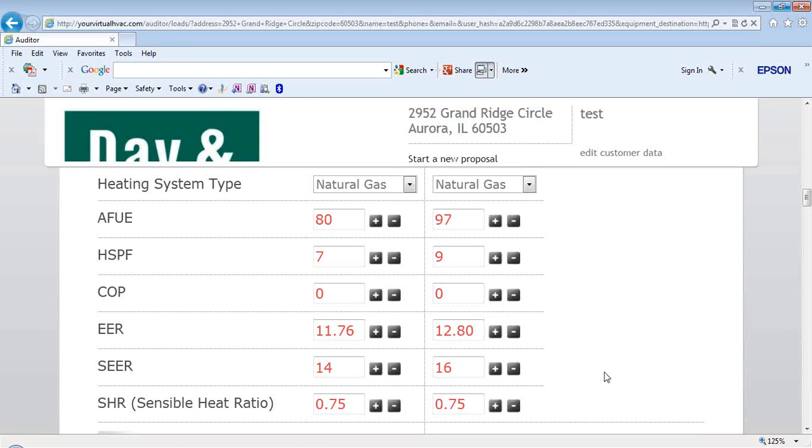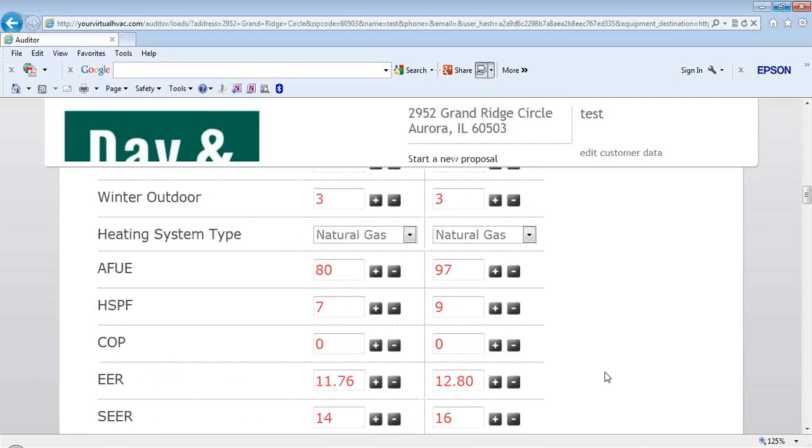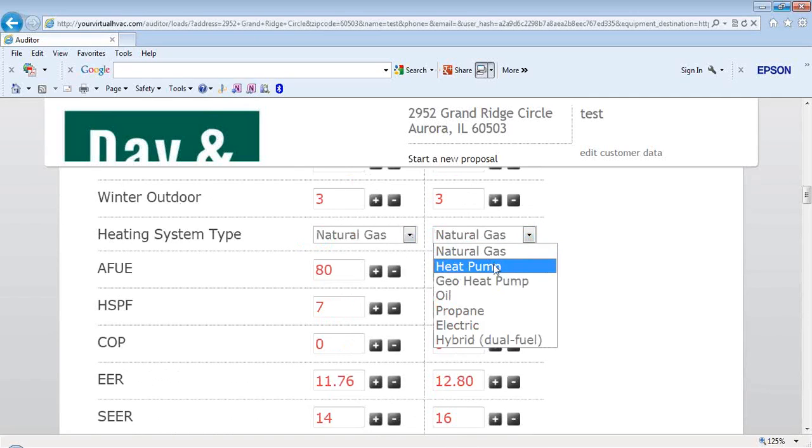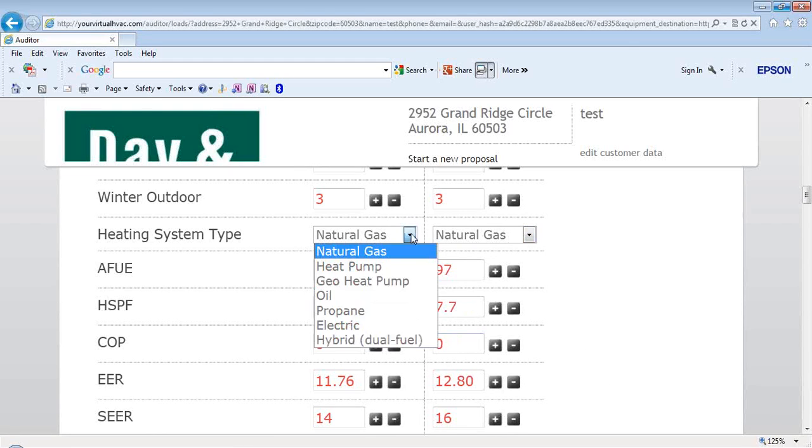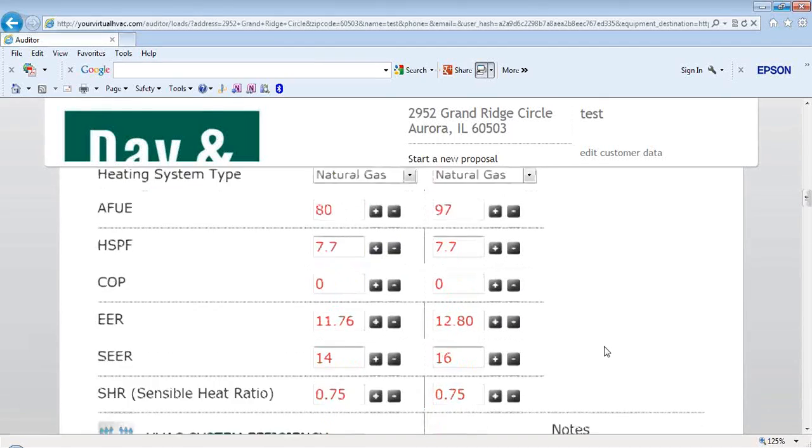Bob asks if HSPF needs to stay the same since we're not improving it. It doesn't have to because I didn't pick the heat pump on here, Bob, but we can make it the same just for the sake of argument. I think 7.7 is a legal minimum heat pump right now, so I'll put that in there just so it all matches up. But it wouldn't have mattered because I didn't pick heat pump for either one of those, so that field is not going to get used.